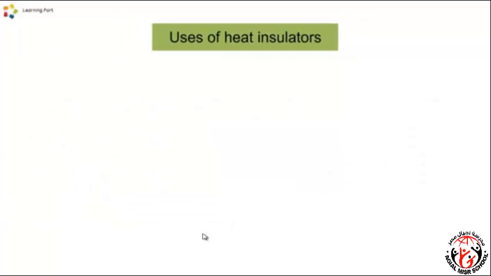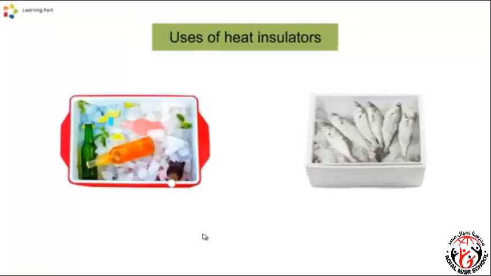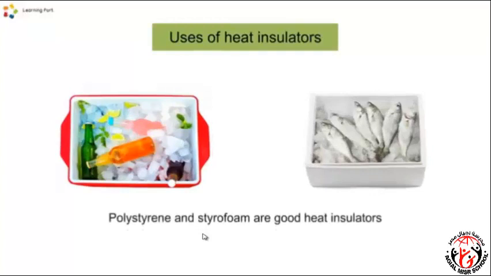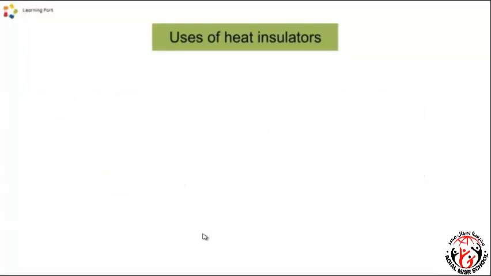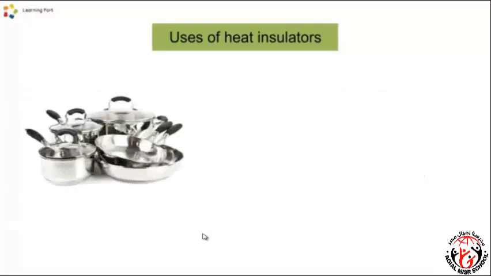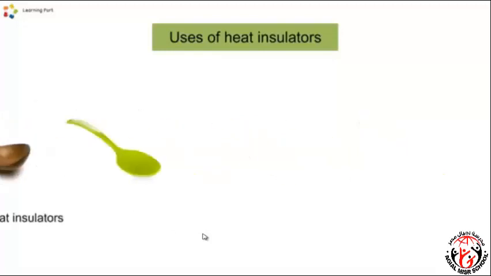Heat insulators also play important roles in our daily lives. The walls of an icebox are made of polystyrene to maintain the coolness inside the box and prevent heat from entering the box. The handles of cooking utensils are made of wood or plastic so that they will not get too hot, allowing us to hold the utensils without getting burned.